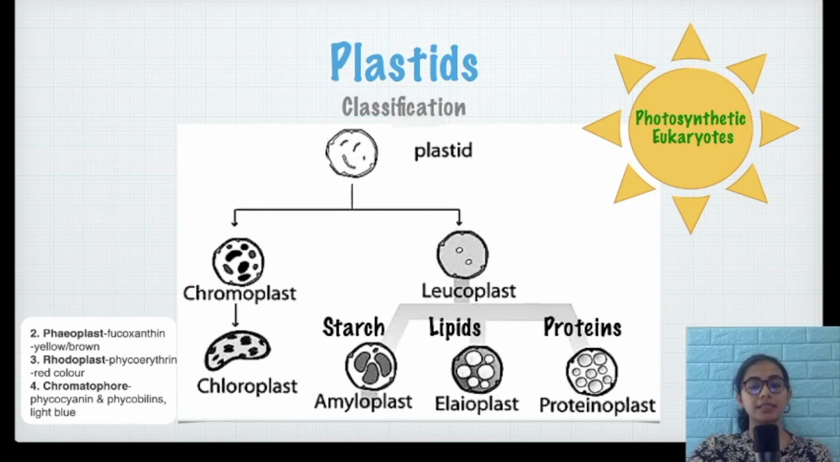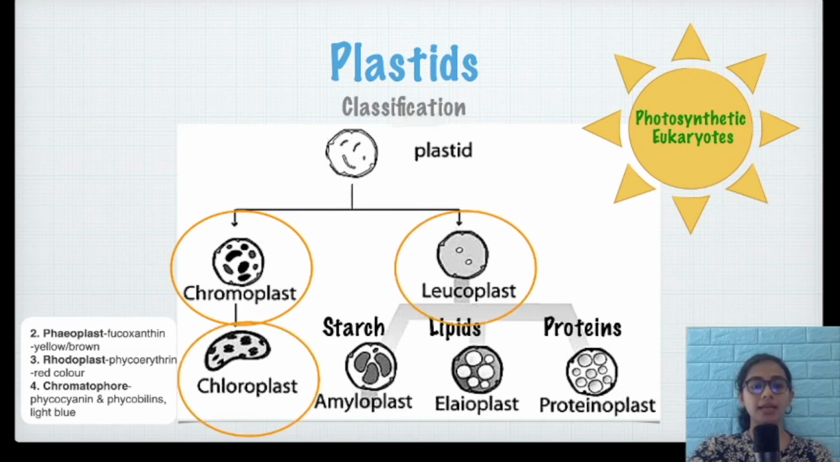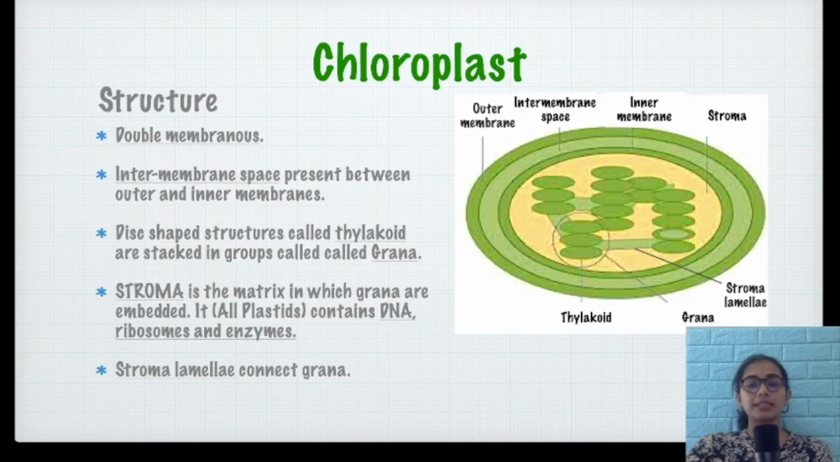The only plastids that are mentioned in your textbook are chromoplasts, chloroplasts, and leucoplasts. So remember what they are. Chromoplasts are plastids that contain colorful pigments. Chloroplast is the chromoplast that's got the pigment chlorophyll, and leucoplasts are storage plastids, and they store starch, lipid, and proteins, right? So let's take the most important plastid, that is the chloroplast, and look at its structure.